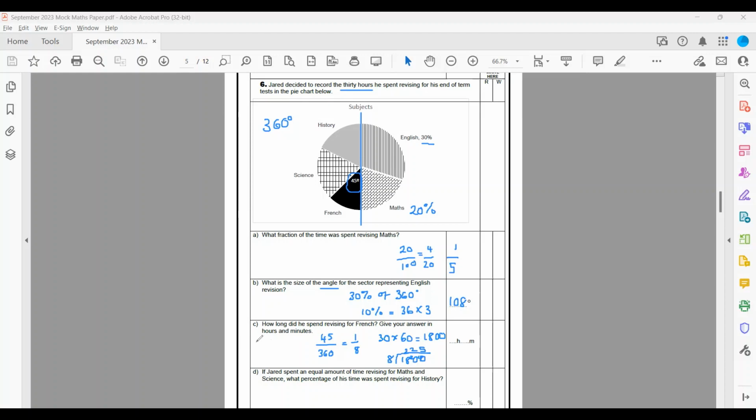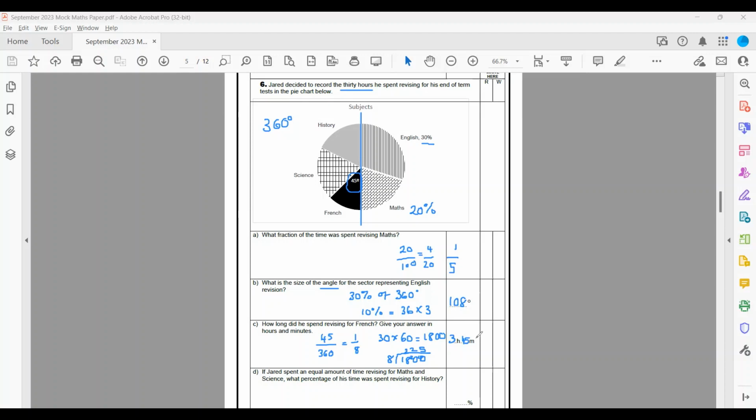We can change that back into hours. So 60 minutes would be 1 hour, 120 would be 2, 180 would be 3 hours, and we would then have 45 minutes left over. Okay, so that's one. There's different ways of doing that, but if you're doing anything involving minutes, I would change the whole thing into minutes as well.